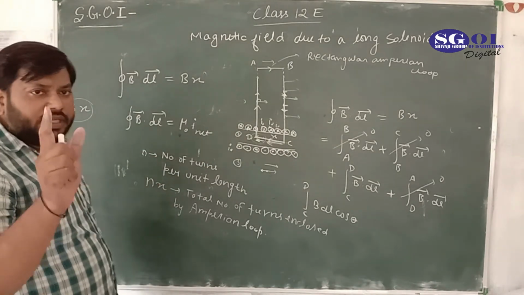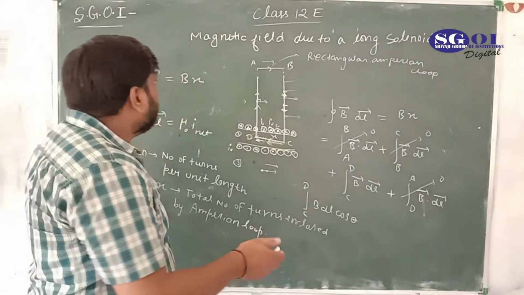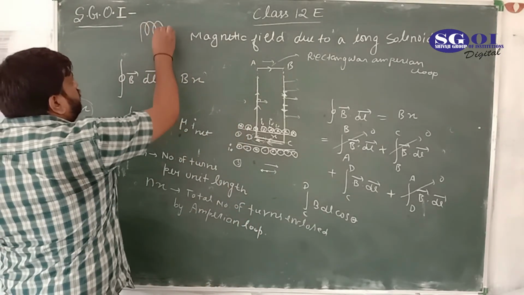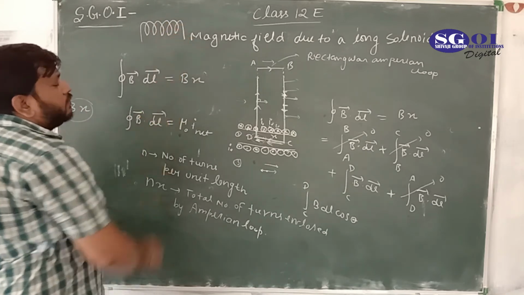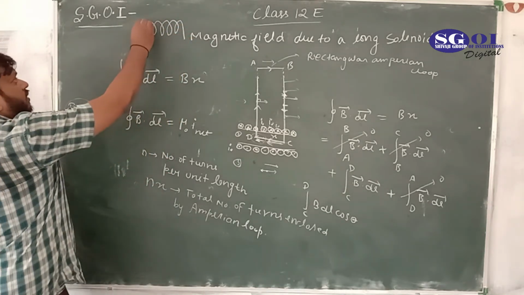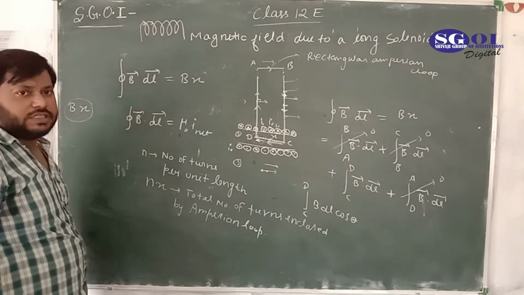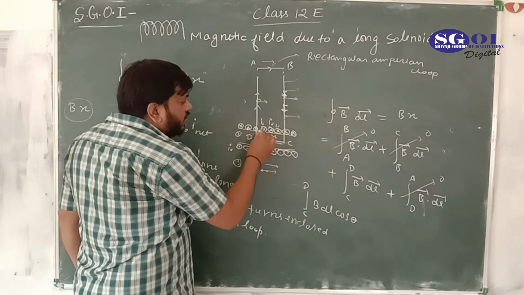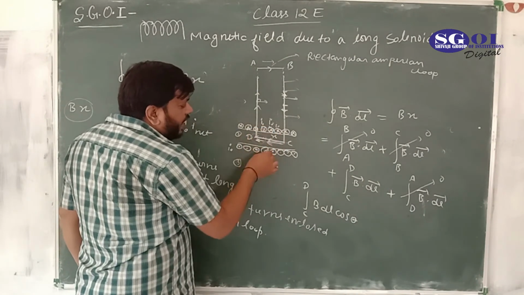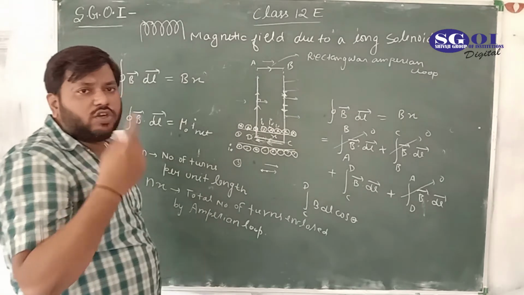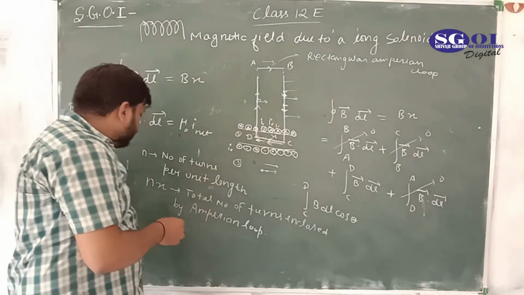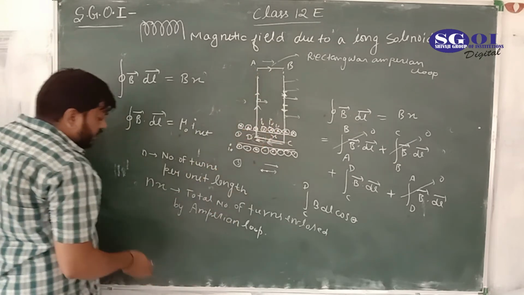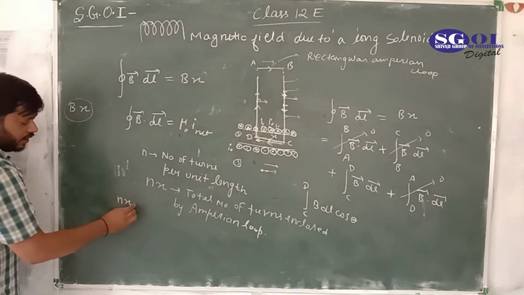And we know that from each turn, I naught current is passing. From each turn, I naught. So this is I naught. These all I naught current is entering, I naught coming out. So from each turn, I naught current is passing. So the total current enclosed by this Amperian curve is nx I naught.